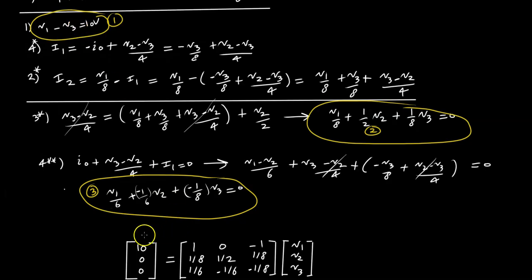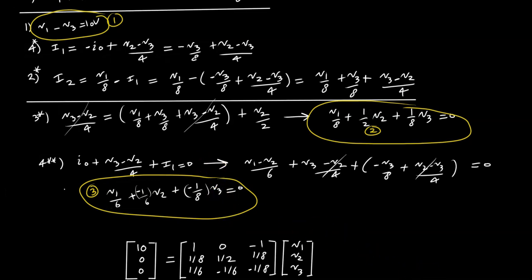Looking at the first equation, 10 volts is the source, so the source vector is in terms of voltage. Then I have 1 times V1. There's no V2, so that's 0 times V2, and then negative 1 times V3. Looking at the second equation, I have a 0 as a source, 1/8, 1/2 times V2, 1/8 times V3. Then we have the last equation, which is 0 as a source, 1/6 times V1, negative 1/6 times V2, and negative 1/8 times V3.